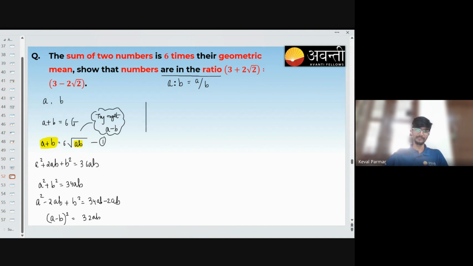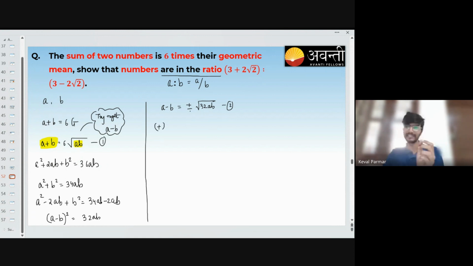That means I got the value of A minus B. What is A minus B? Plus minus under root of 32AB. Correct? Now, this is equation number 2. To get values of A and B, I can simply add. So for positive sign, I am doing positive sign.